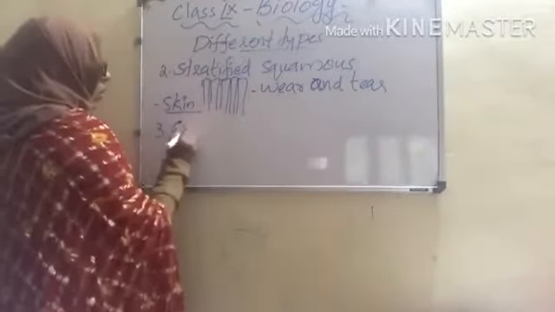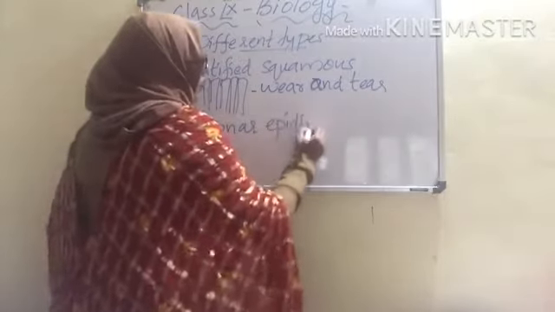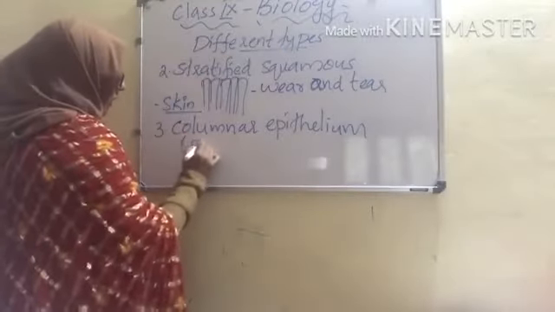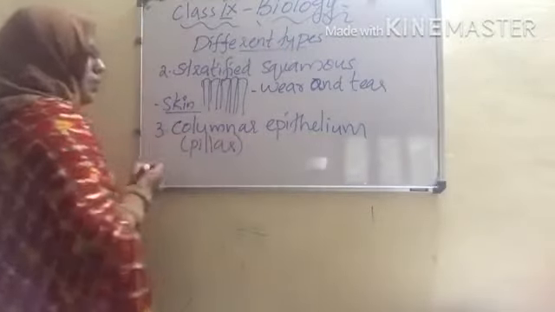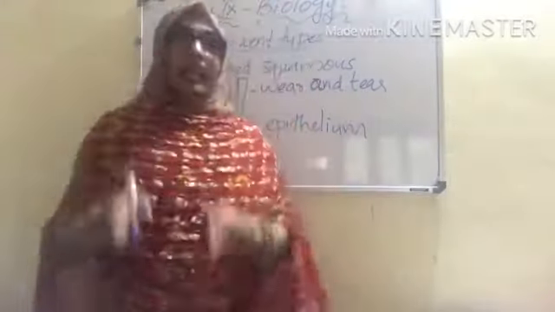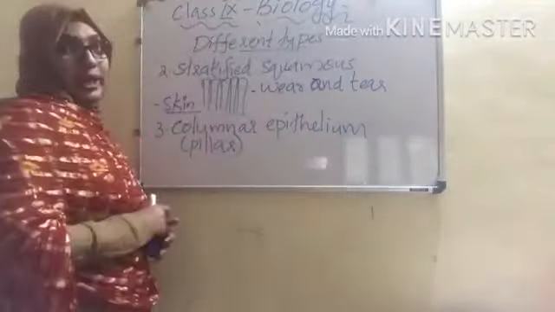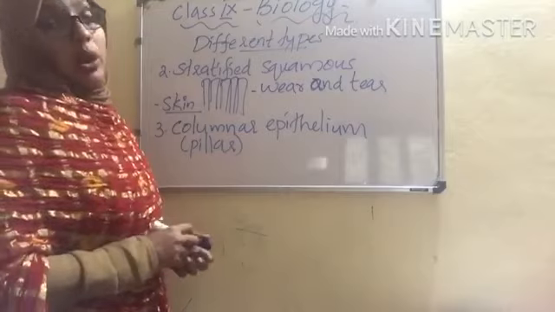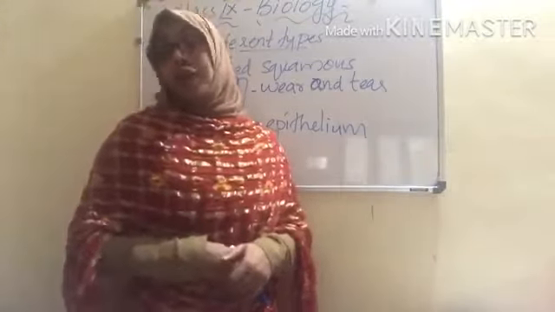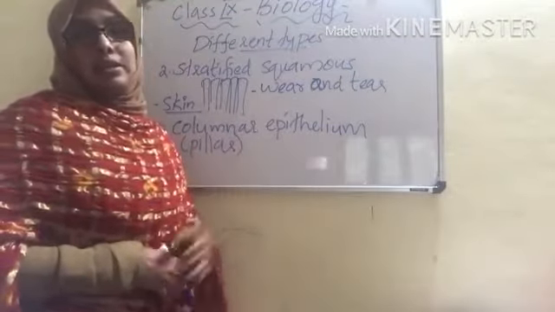Okay, now the third one is columnar epithelium. Columnar, the word meaning is pillar-like. So, what would be the arrangement of this epithelium? It would be more or less pillar-like. So, they facilitate what? Absorption and secretions. Absorption and secretion are more found in our intestine. So, columnar epithelium is seen in the intestinal region.